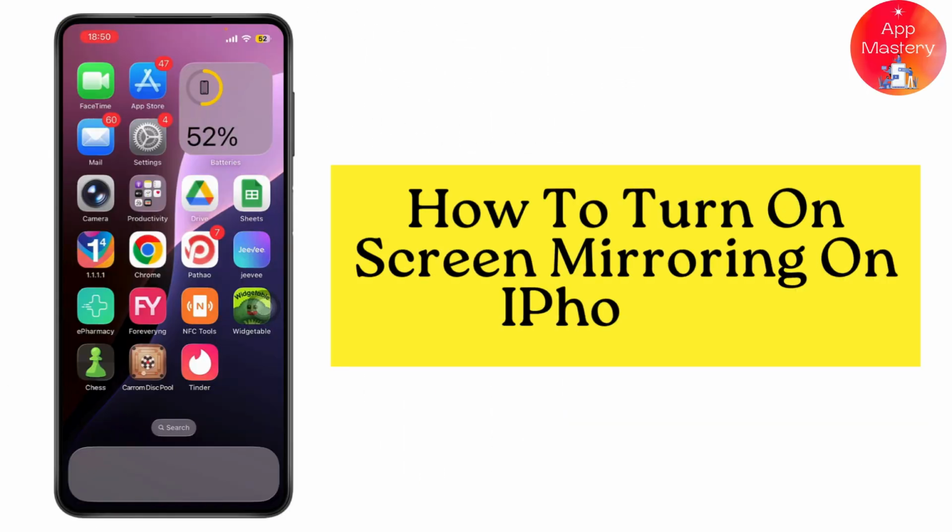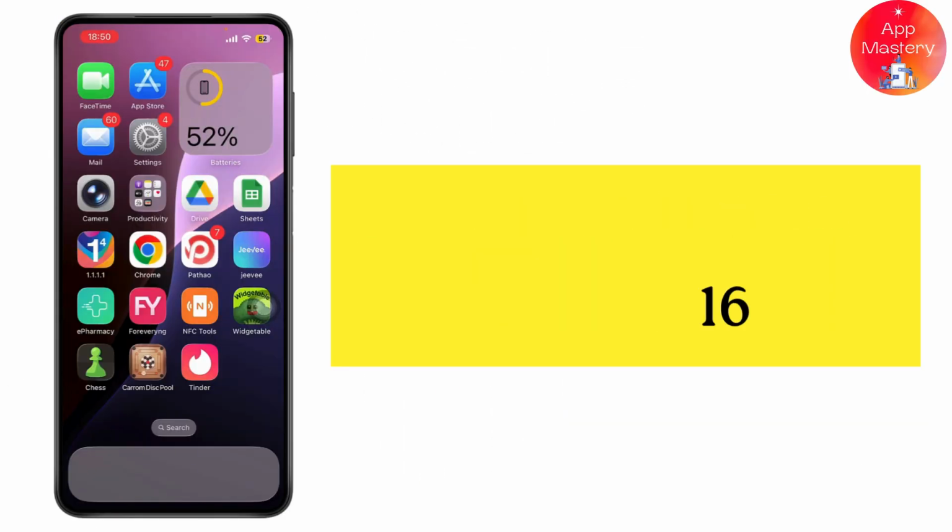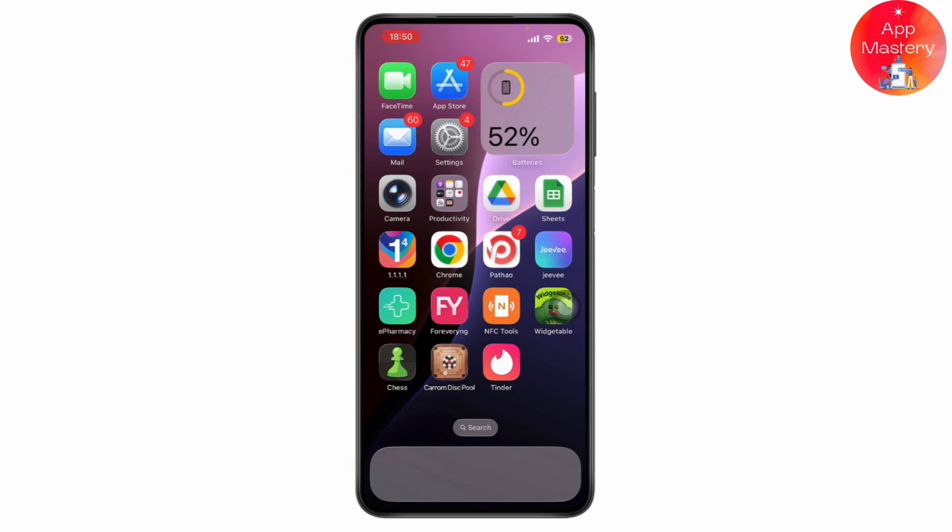How to turn on screen mirroring on iPhone 16. So if you want to turn on screen mirroring on your iPhone devices, then what you need to do is first you need to open up your settings application.